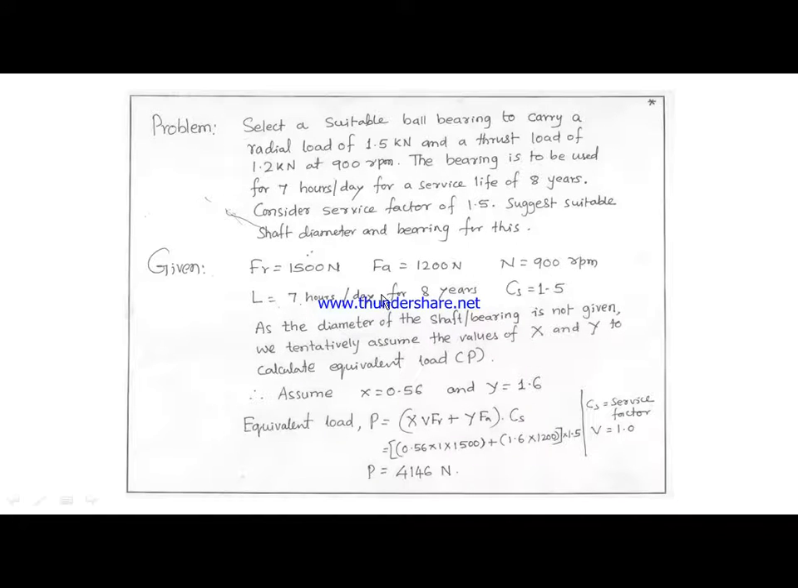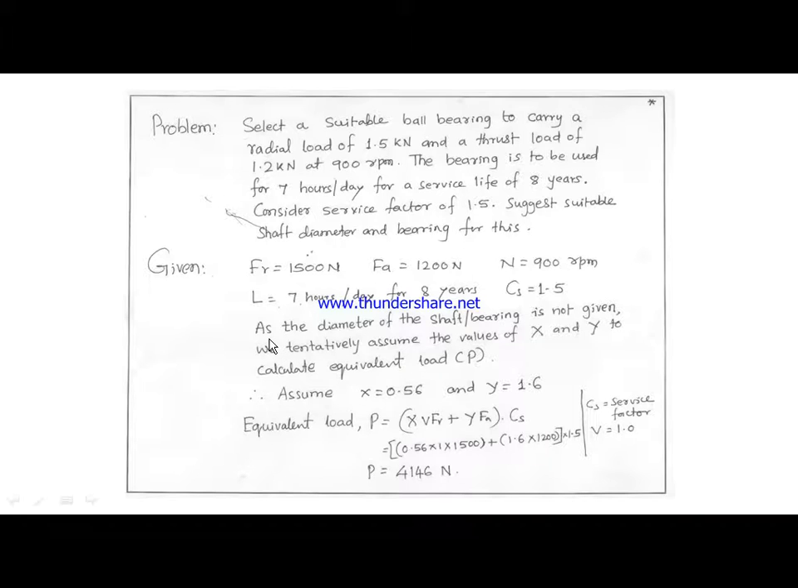Now in this problem, the bore diameter of the bearing is not given, but instead we have to suggest a suitable shaft diameter for these conditions of the load and life. Now the radial load is 1500 Newton, axial load is 1200 Newton, the shaft speed is 900 rpm. The bearings have to work for 7 hours per day for 8 years, and the service factor has to be taken as 1.5.